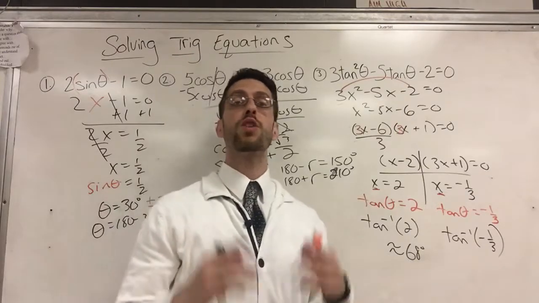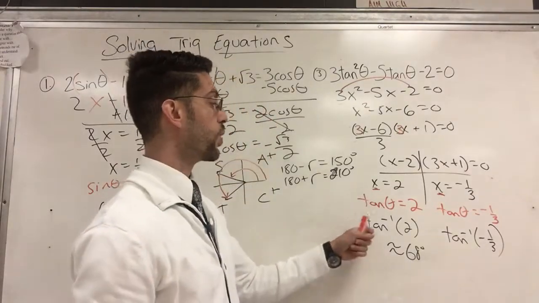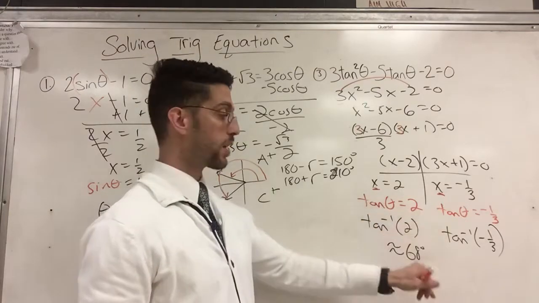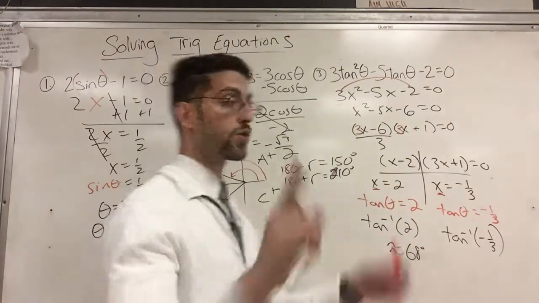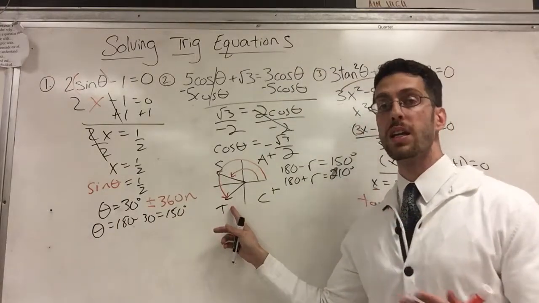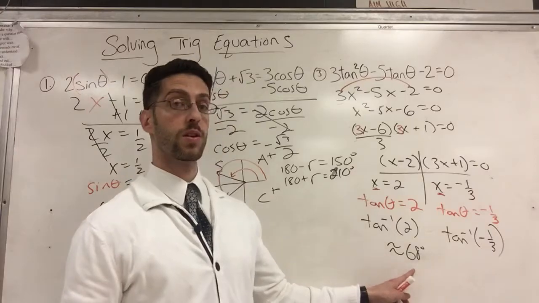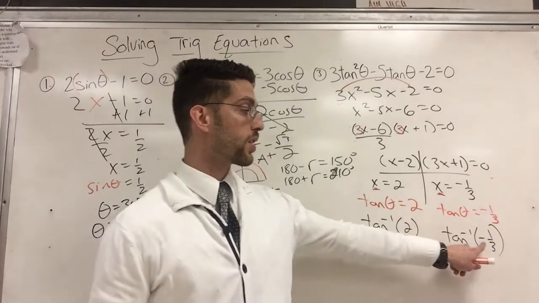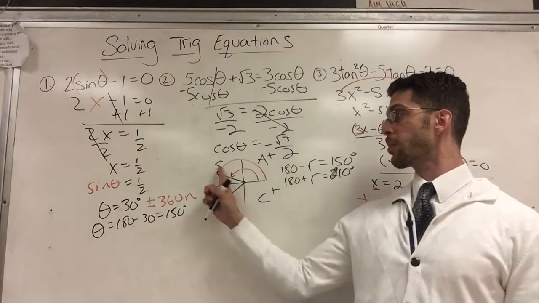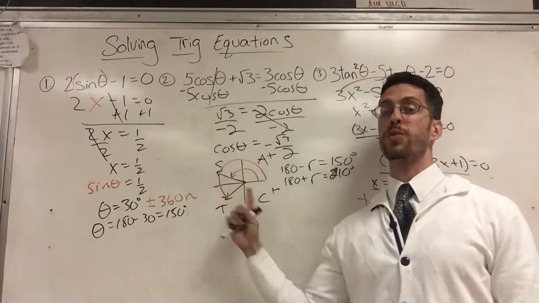Are those the only answers? No, because then you're going to ask yourself, well, where else is the tangent positive? Besides the quadrant 1 angle, it's also positive here. So then I'm going to do 180 plus this answer. Then you can ask yourself, where is the tangent negative? Tangent is negative, so I'm going to be looking for answers in these two quadrants.